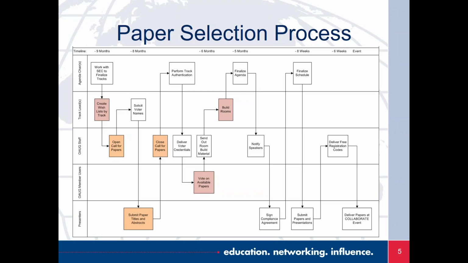The free registration code goes to the primary presenter only. And finally, Collaborate will be upon us quicker than we think, and we can deliver those papers. In terms of making sure that you've submitted, we do look to see if you've submitted your papers and presentations.